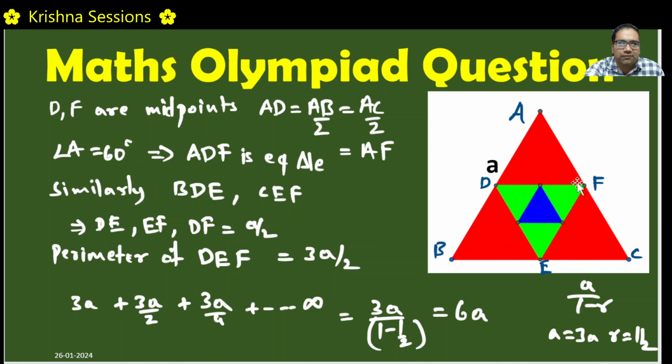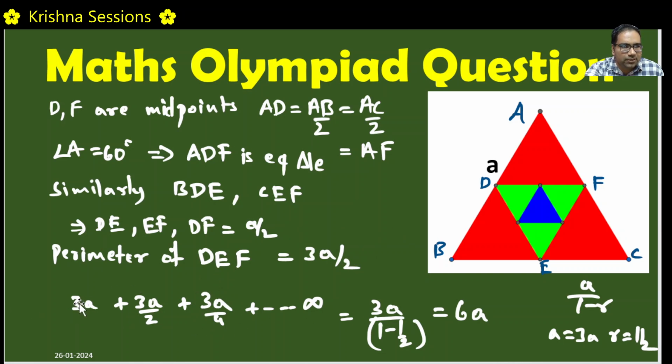If DEF is A by 2, what is this blue one? The side of the blue one would be A by 4. And the one within the blue one, the side would be A by 8. And the one within that, A by 16. Like that, the length of the side will halve every time. Now, what is the perimeter of the first triangle? Side is A, so it should be 3A. What is the perimeter of the second triangle? It should be 3 into A by 2. What is the perimeter of the third triangle? 3 into A by 4. So the perimeter is going half every time.